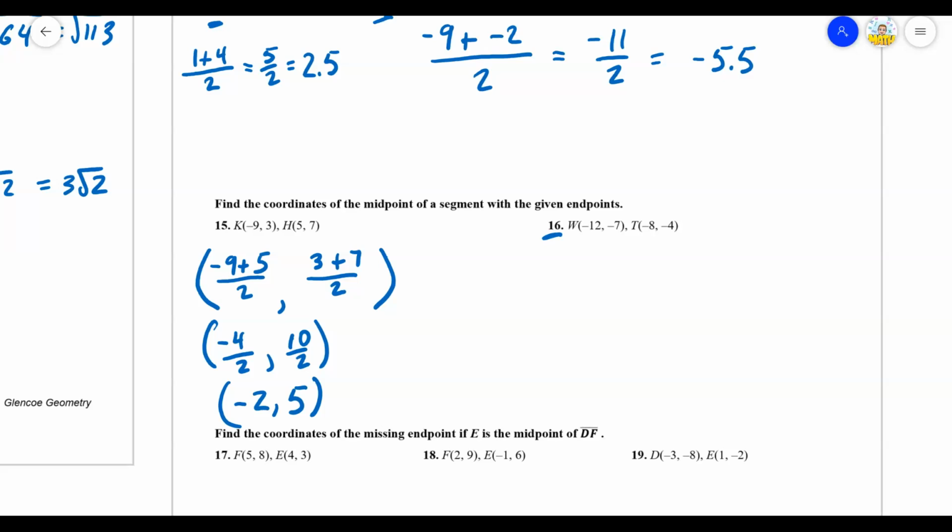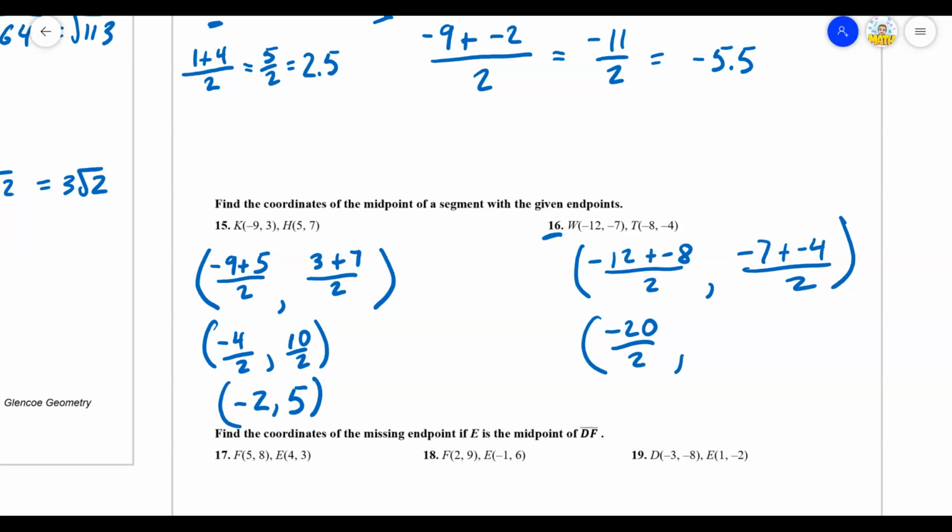Okay, try number 16 on your own and put the answer in our Edpuzzle. Okay, so hopefully we did this one correctly. We're going to get an x-coordinate by taking -12 plus -8 and dividing that by 2. And then the y-coordinate is going to be -7 plus -4, and we will divide that by 2. So -12 plus -8, be careful there, that's -20. Okay, -7 plus -4 is -11. They're both negative, so their sum is going to be a negative number. -20 divided by 2 is -10. -11 divided by 2, we did that right up here, is -5.5.